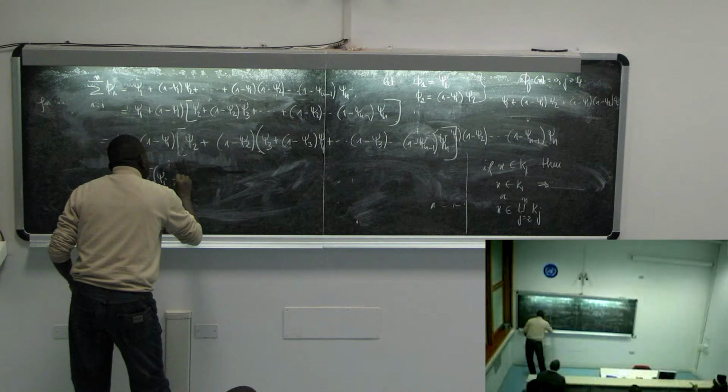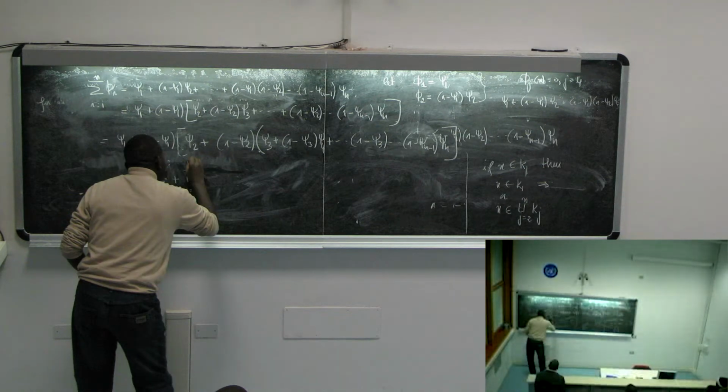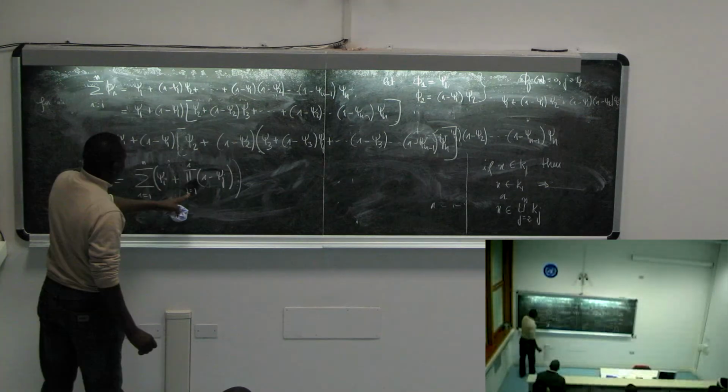But in the product we take j different from i. It has to start from 1, from j from 1 to i of 1 minus psi j. Let's see. If i is equal to 1, the first term will be psi 1, and j is equal to 1, so we have plus 1 minus psi 1. This we don't have.